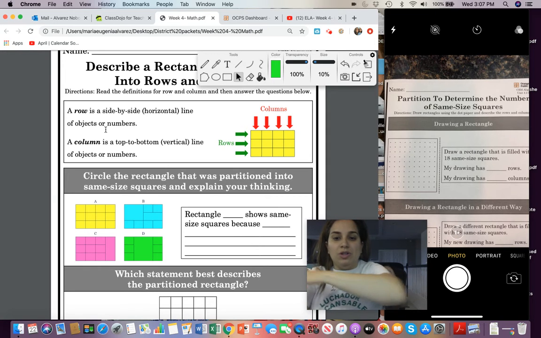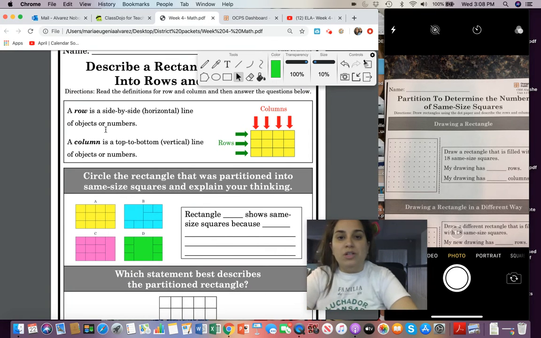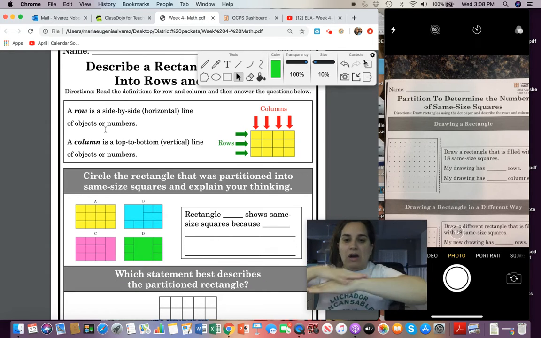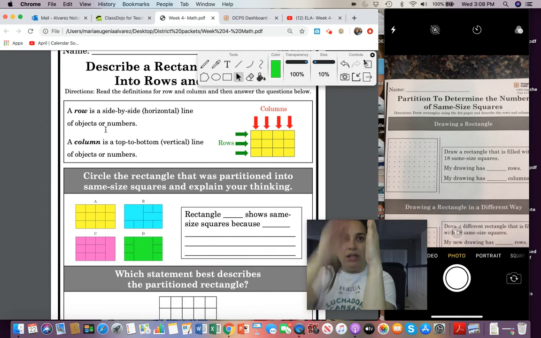Row, row, row your boat. Maybe this can help you remember. Row, row, row, row your boat gently down the stream. Column. Row, row, row, column. So a row is always going to be a line that is like laying down, and a column is always going to be up and down.